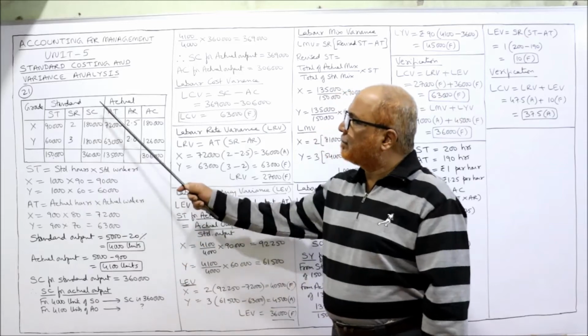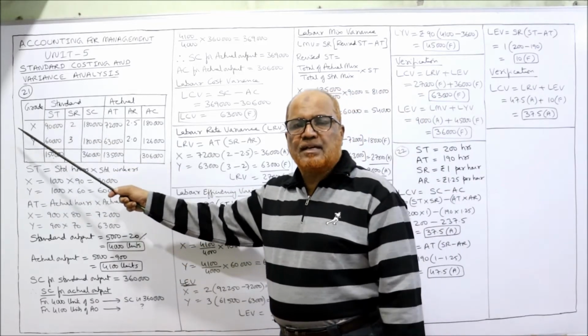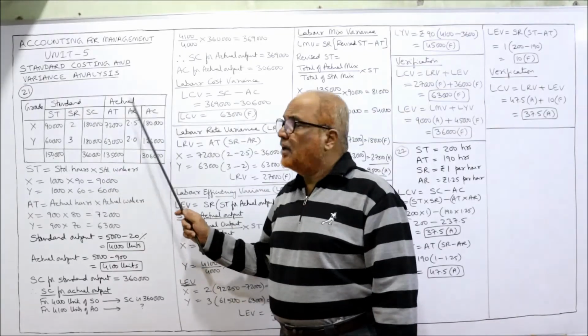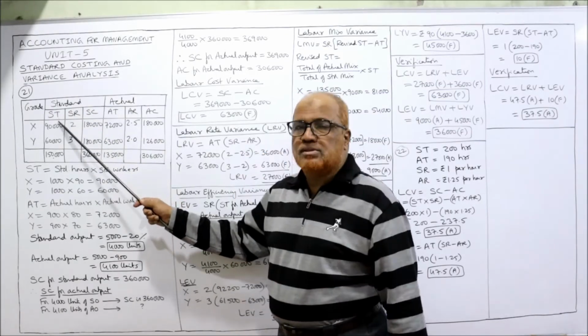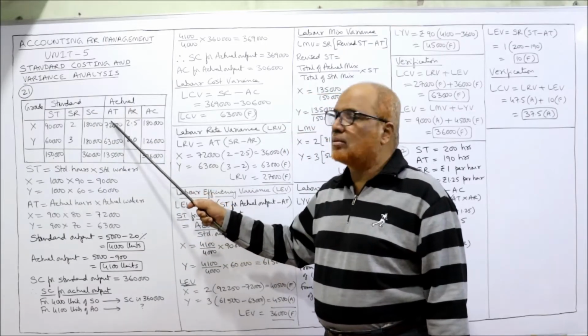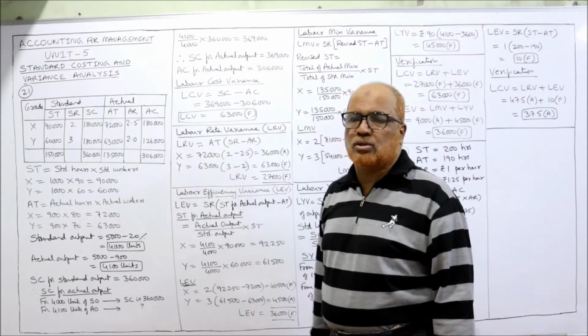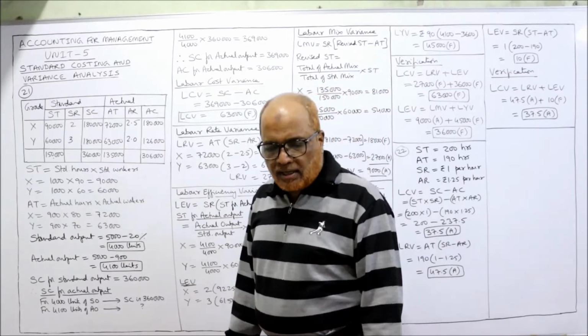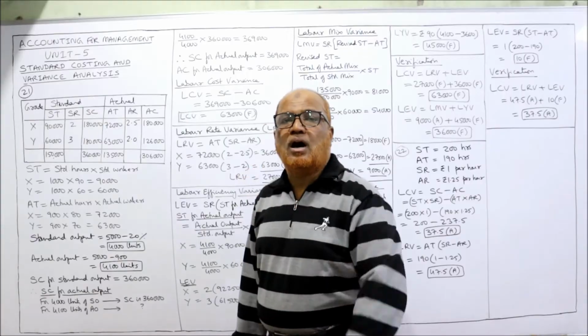See carefully. First column grade X and Y. 2 broad columns, standard and actual. In standard we have 3 sub columns: standard time, standard rate, standard cost. Actual, again we have 3 columns: actual time, actual rate, actual cost. Right? Now standard time. Actually each worker has to work for 1000 hours.